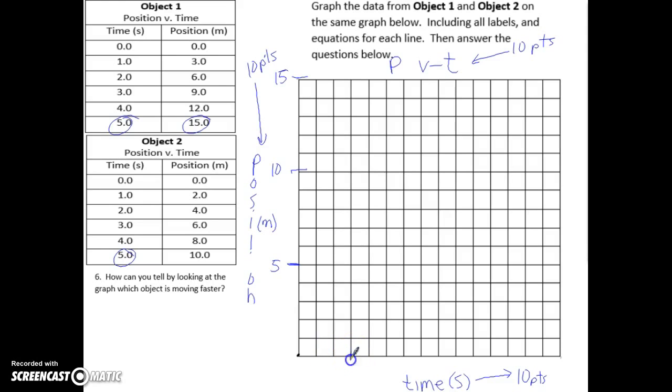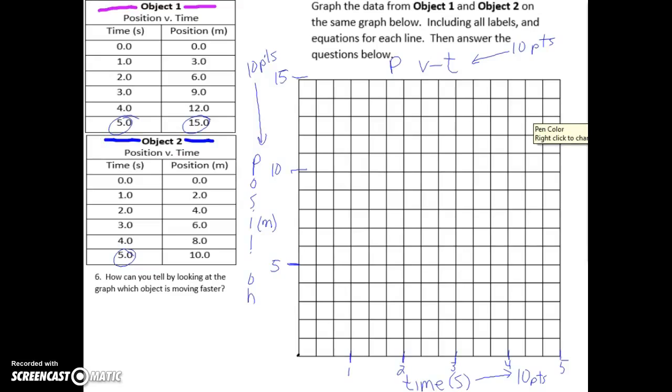1, 2, 3. This is 1. 1, 2, 3. Here's 2. 3, 4, and 5. Okay, so now we've maxed out our space and we can make the graph look as large as possible because we want the data to be clear. Bigger the better. And I'm going to go ahead and use violet, purple, whatever this is, for object 1 and blue for object 2.